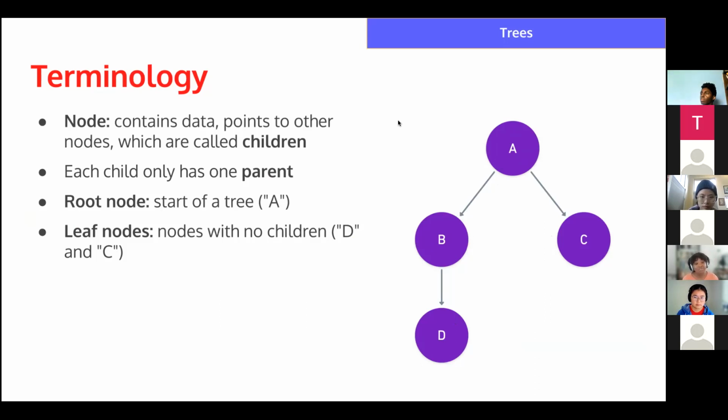Tree data structures grow down. So A is the root and it gets larger as we move down the tree. This tree has 3 levels, starting with A, counting from zero: level 0, level 1, and level 2. And leaf nodes are nodes without any children. So the leaves of this tree are D and C. Does that make sense so far?